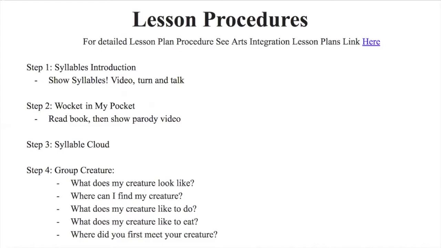And that's when you would, as a group, create a class creature, a Dr. Seuss-inspired creature. You would do that by pulling together different syllables from your syllable cloud. As a group, you decide, okay, these are the three syllables we're going to work with for our creature. Let's put them together, which goes first, which goes second. And then you decide, what does that creature look like? Where can we find it? What does it like to do? What does it like to eat? Where did we meet this creature? Because that is the we do before they go off and work on their own in groups.